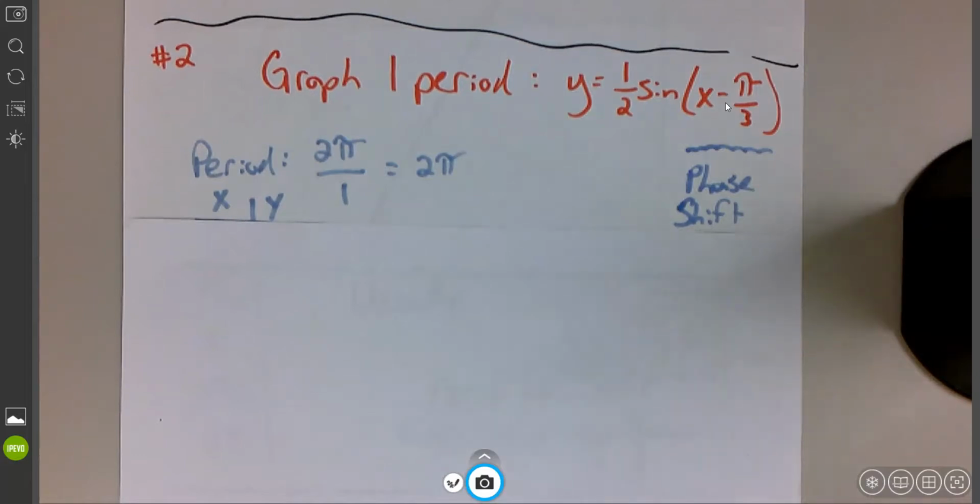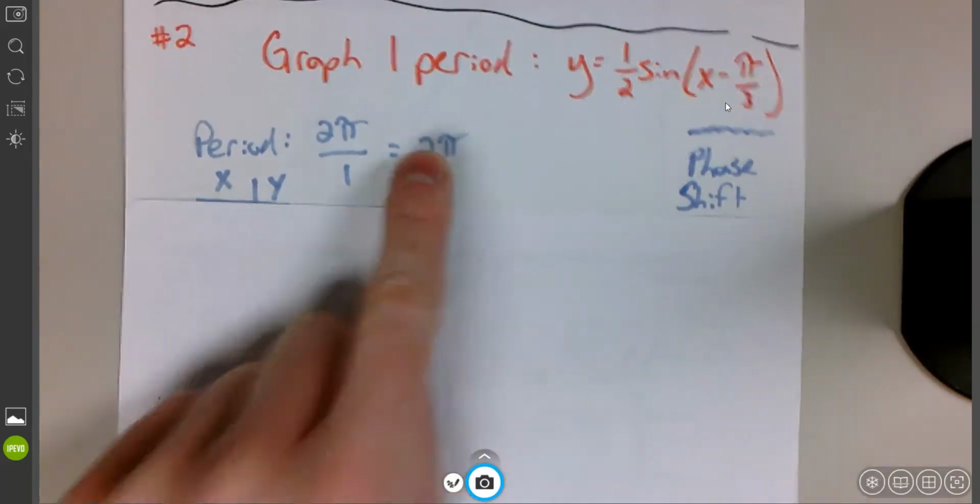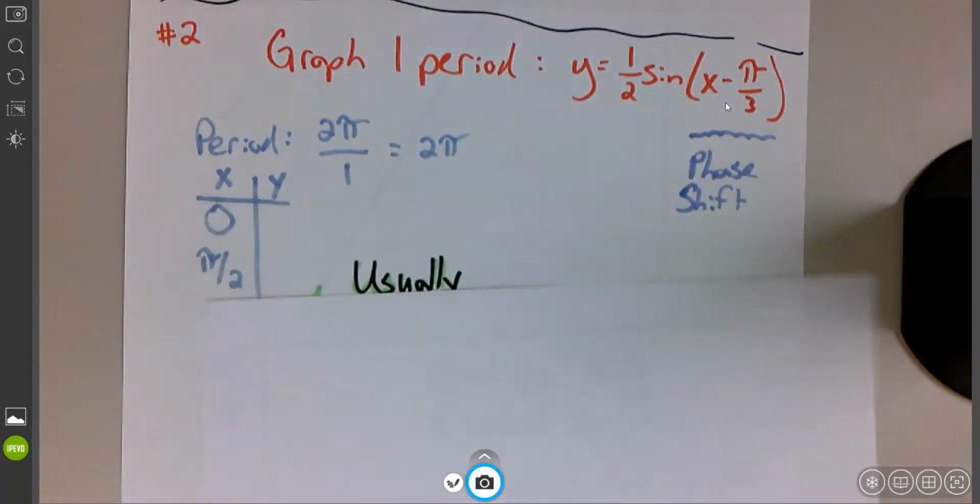Okay, from here, let's keep running with this. If there wasn't a phase shift, what would I do? Well, I would break up my x-axis into our key features, our key points, if you will, where we broke up 2 pi into 4 equal lengths, into fourths. Okay, so for this, I would take half of that.